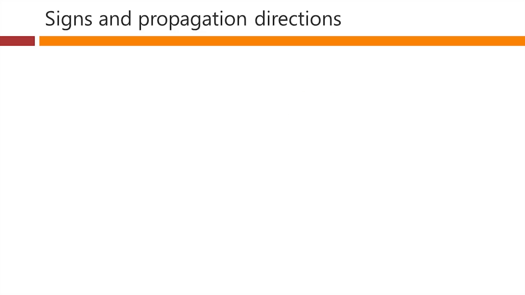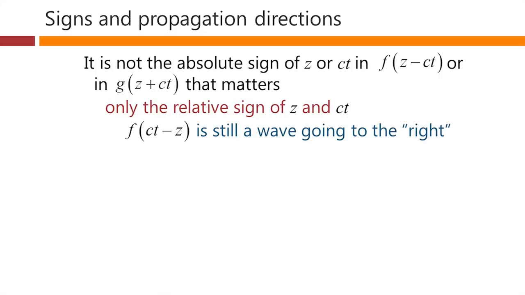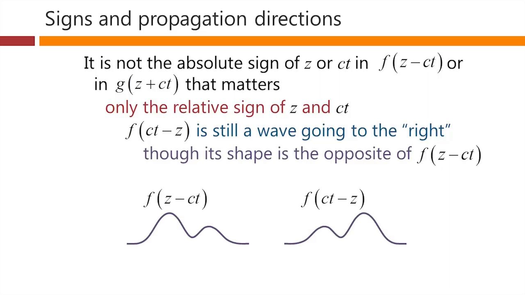We just need to clarify one thing about signs and propagation directions. It's not the absolute sign of z or ct in these expressions that matters. It's only the relative sign of z and ct. For example, f of ct minus z is still a wave going to the right, though its shape will be the opposite of the function f of z minus ct. So if this was f of z minus ct, then this would be f of ct minus z.